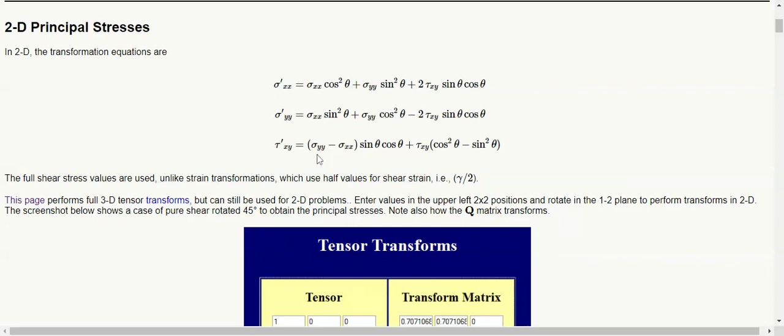In the same way, you can compute your principal stresses from this system only. That means first you have to compute the value of theta, for which your tau xy is 0. Then put that theta value here and sigma x, sigma y, and tau xy values here. Then the values you will get, those are actually your principal stresses.